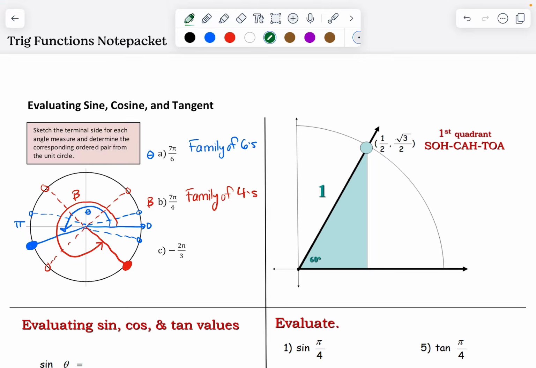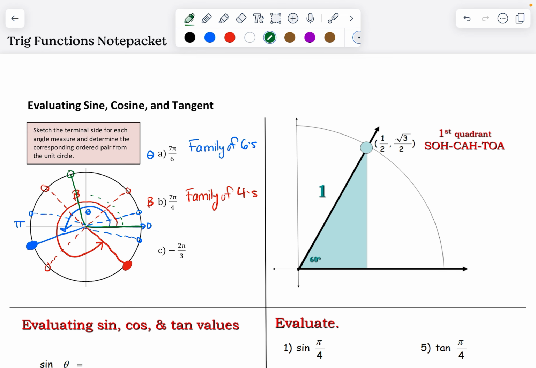The last one is the family of 3s, but this one's negative, which means we're going to start from our initial side at 0. And then we are going to open up downwards instead of upwards. So you can use the positive angles for this. So if I think of 2 pi over 3, that's going to open up into quadrant 2, which would be here.